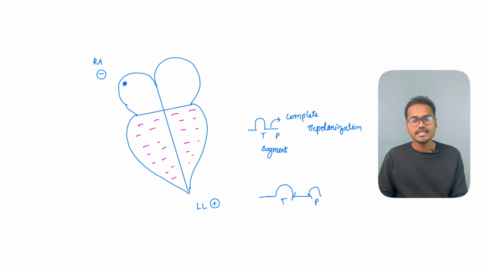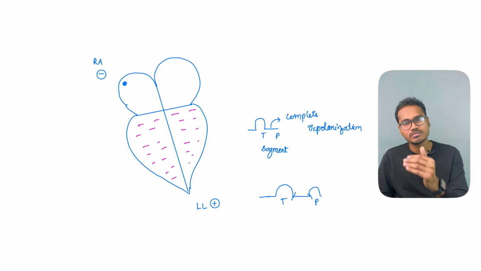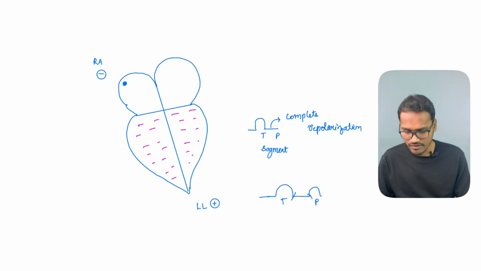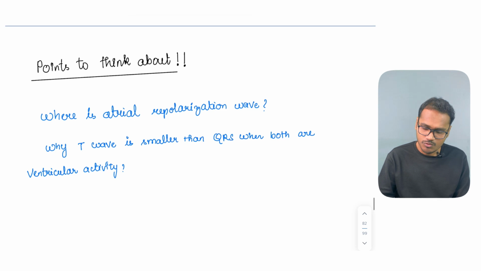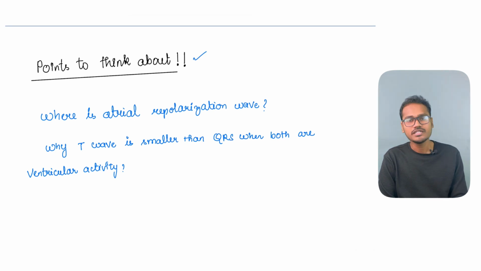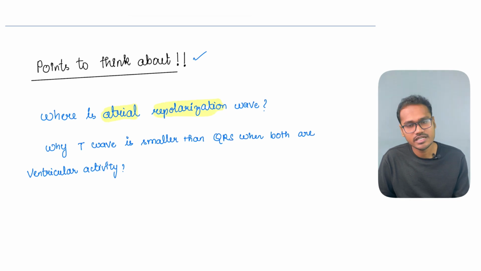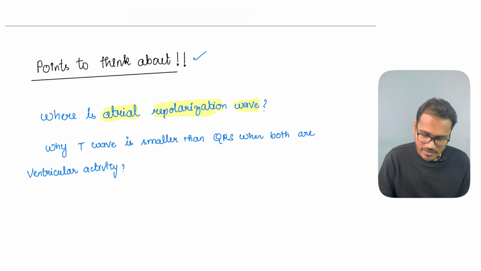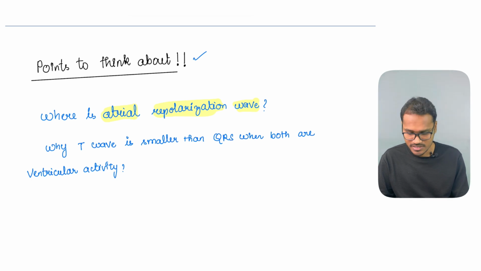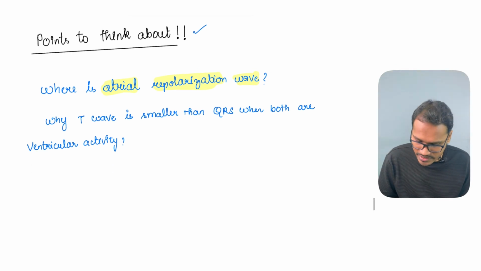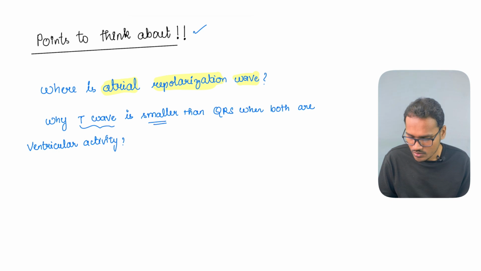So this led us to the generation of the P wave, QRS complex, T wave, and the segments that we have discussed. And there are a few points to think about. You can drop your answers in the comment section. I have not mentioned any wave for atrial repolarization. We saw atrial depolarization, ventricular depolarization, ventricular repolarization. Where is the wave of atrial repolarization? You can drop it in the comment section and I will be happy to pin the correct answer.